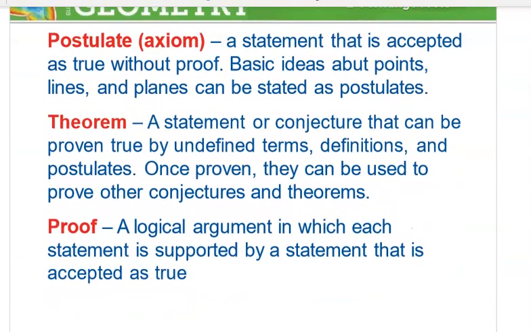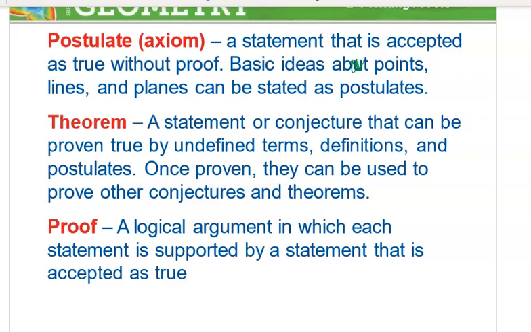Okay, so postulate, theorem, and proof are the words that we need to know. A postulate is a statement that's accepted. You don't need any proof. It's just obvious, like a point is between two points. The definition of betweenness. There are just some statements that are taken as fact.